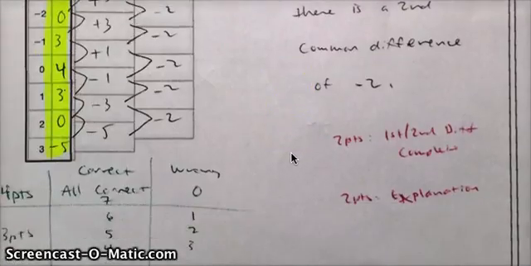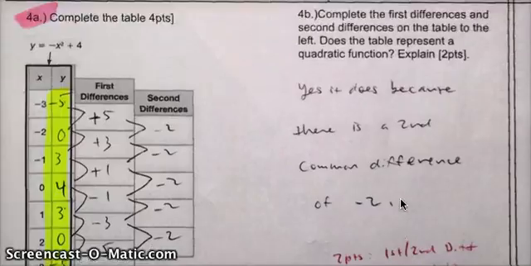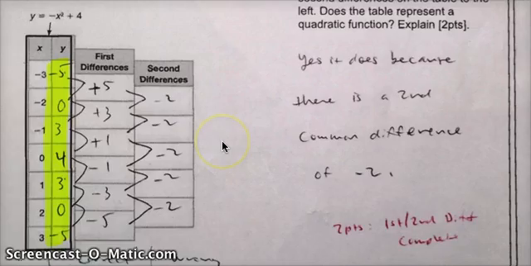There was my scoring rubric. 2 points if you got your first and second differences correct. I give you 1 point added to your 1 pointer for trying if you just wrote yes, and then 2 points for an explanation. Something I wasn't looking for here is 2 to the power of 2 if it's quadratic, because it says does the table, not the function or equation itself, does the table represent a quadratic?